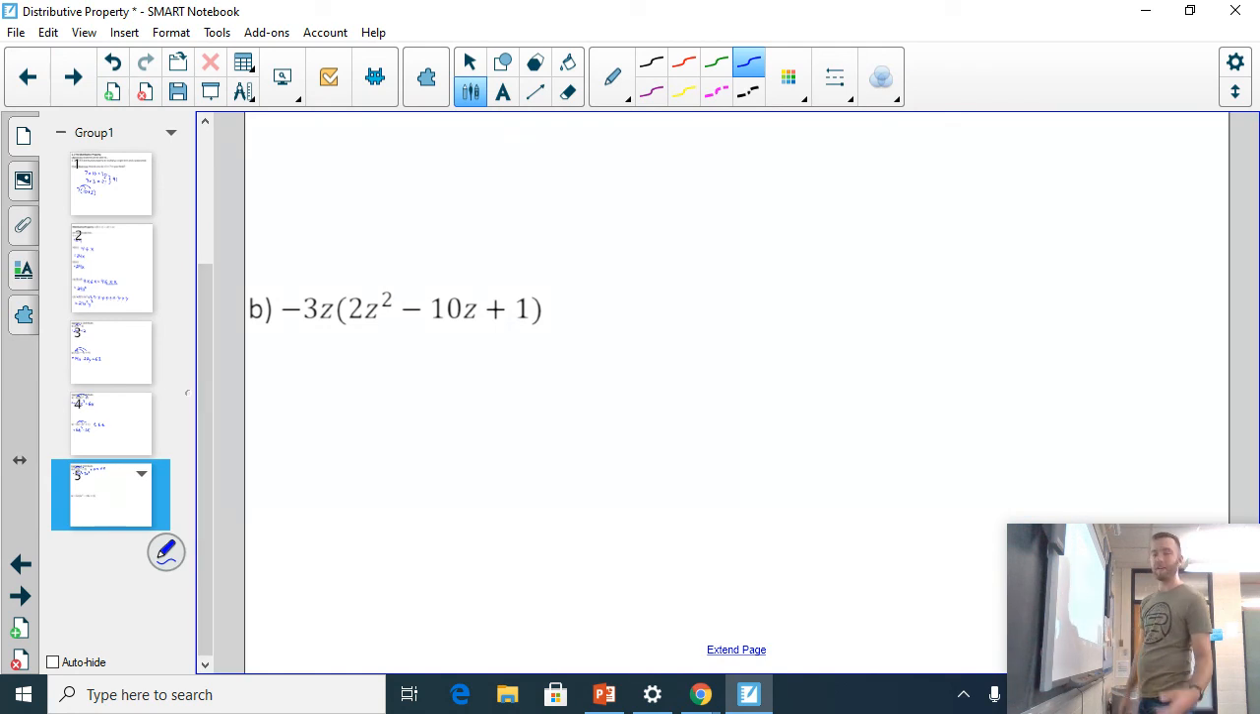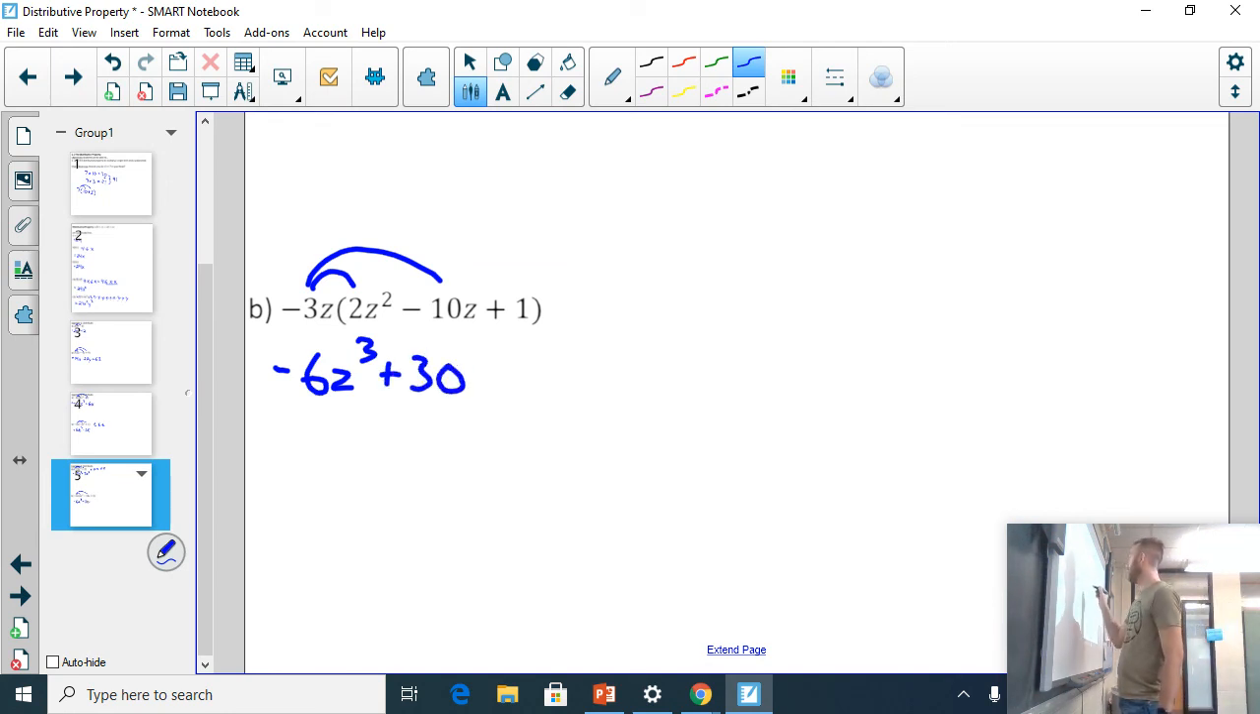And then here, same idea, we have a negative, and we have 3 terms. We have a trinomial here. So negative 3z times 2z squared is going to be numbers first. You do negative times a positive is a negative. 3 times 2 is 6. Z times z squared is z cubed. Negative 3z times negative 10z, the negatives cancel out. 3 times 10 is 30. And then we have z times z, which is z squared. And then we have negative 3z times positive 1, which is going to be minus 3.